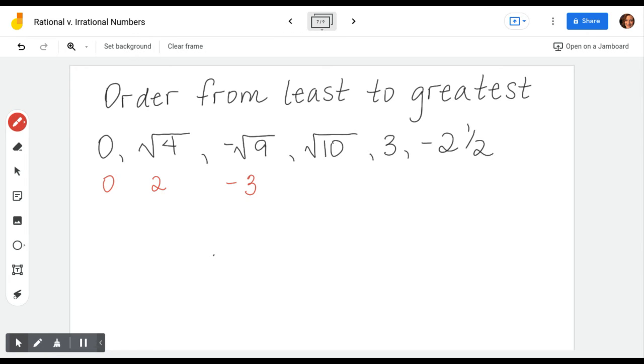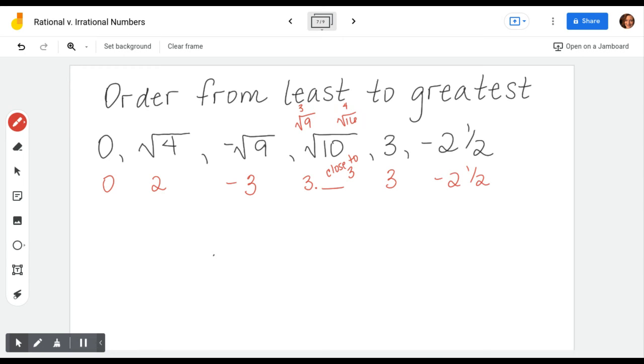Square root of 10 is not a perfect square. But I know that's going to be between the square root of 9, which is 3, and then the next one would be the square root of 16, which is 4. So this is going to be 3 point something, and it's going to be pretty close to 3. And then I've got 3, and then I have negative 2.5.